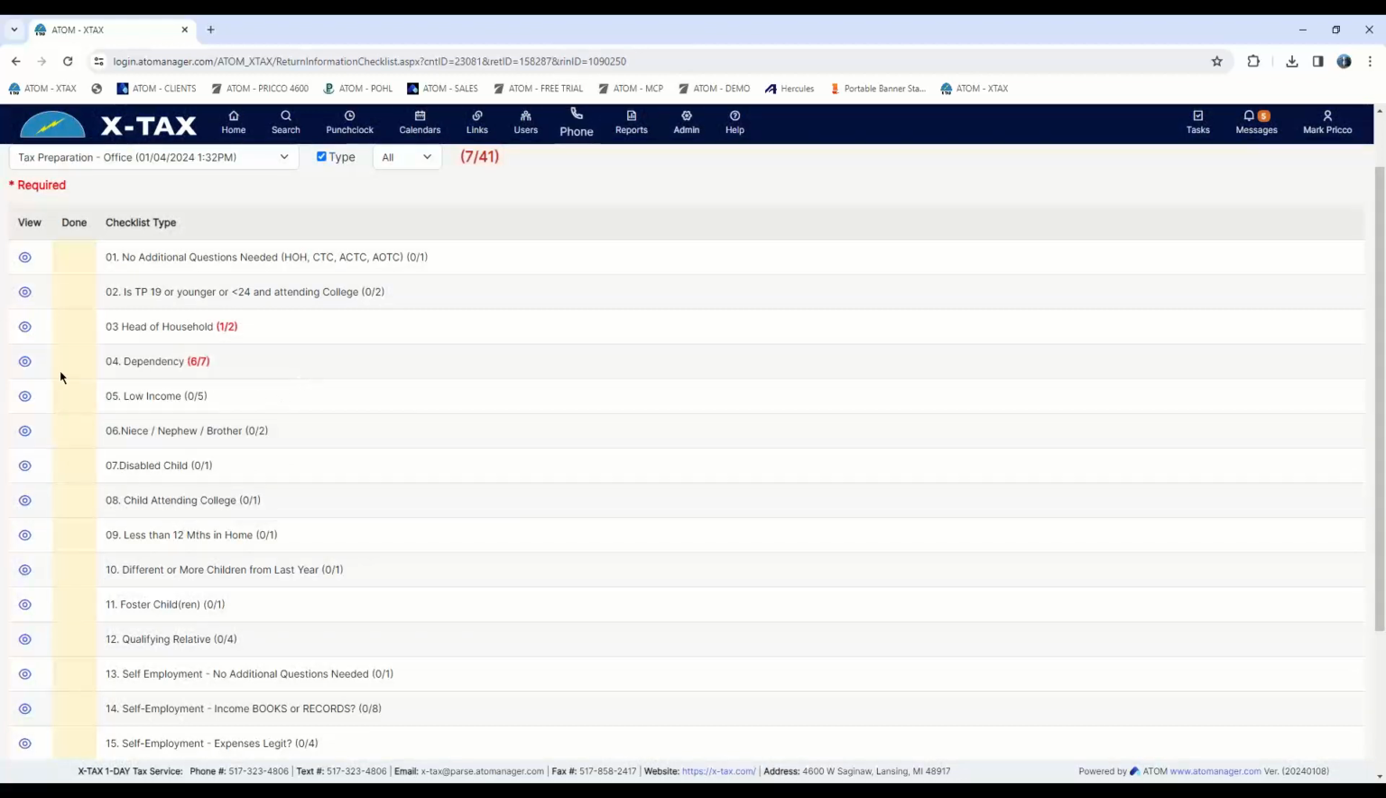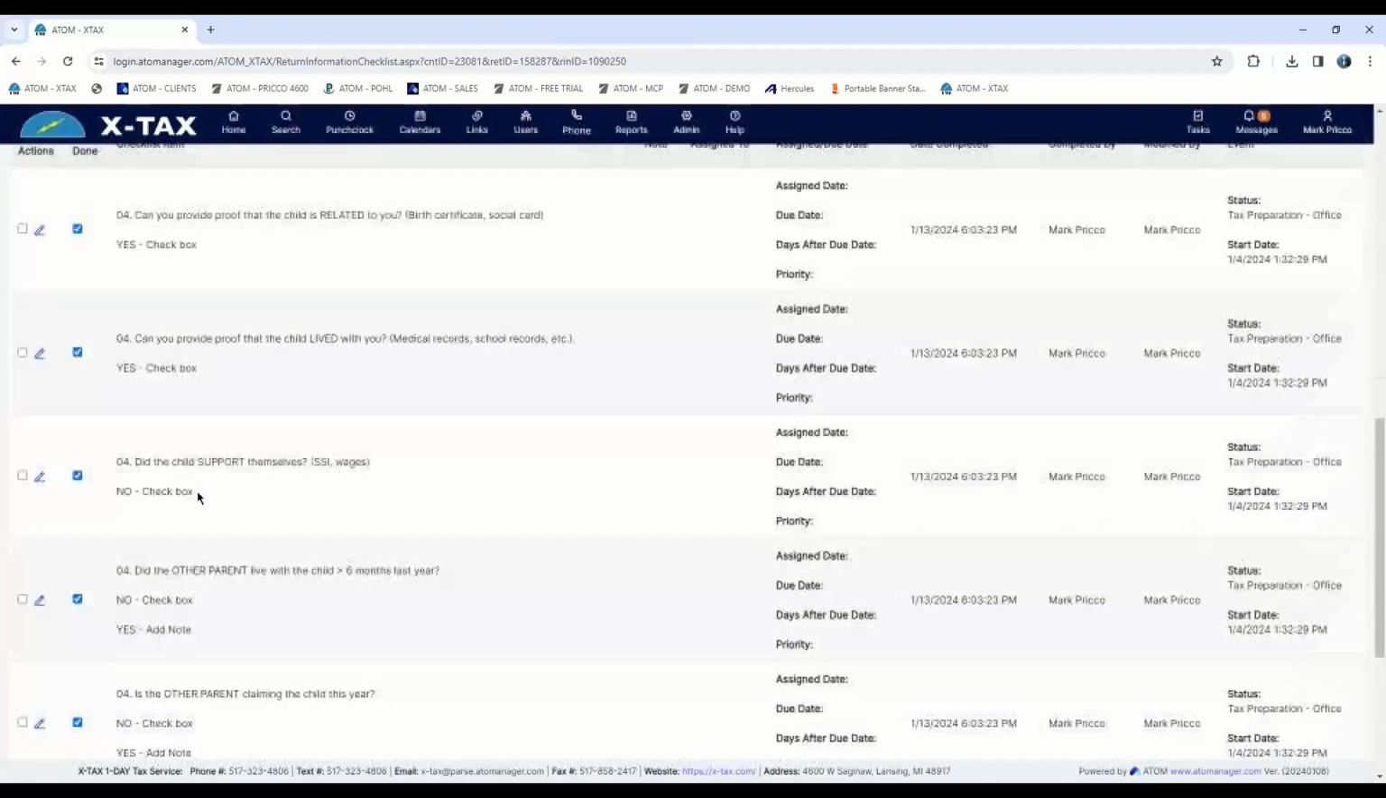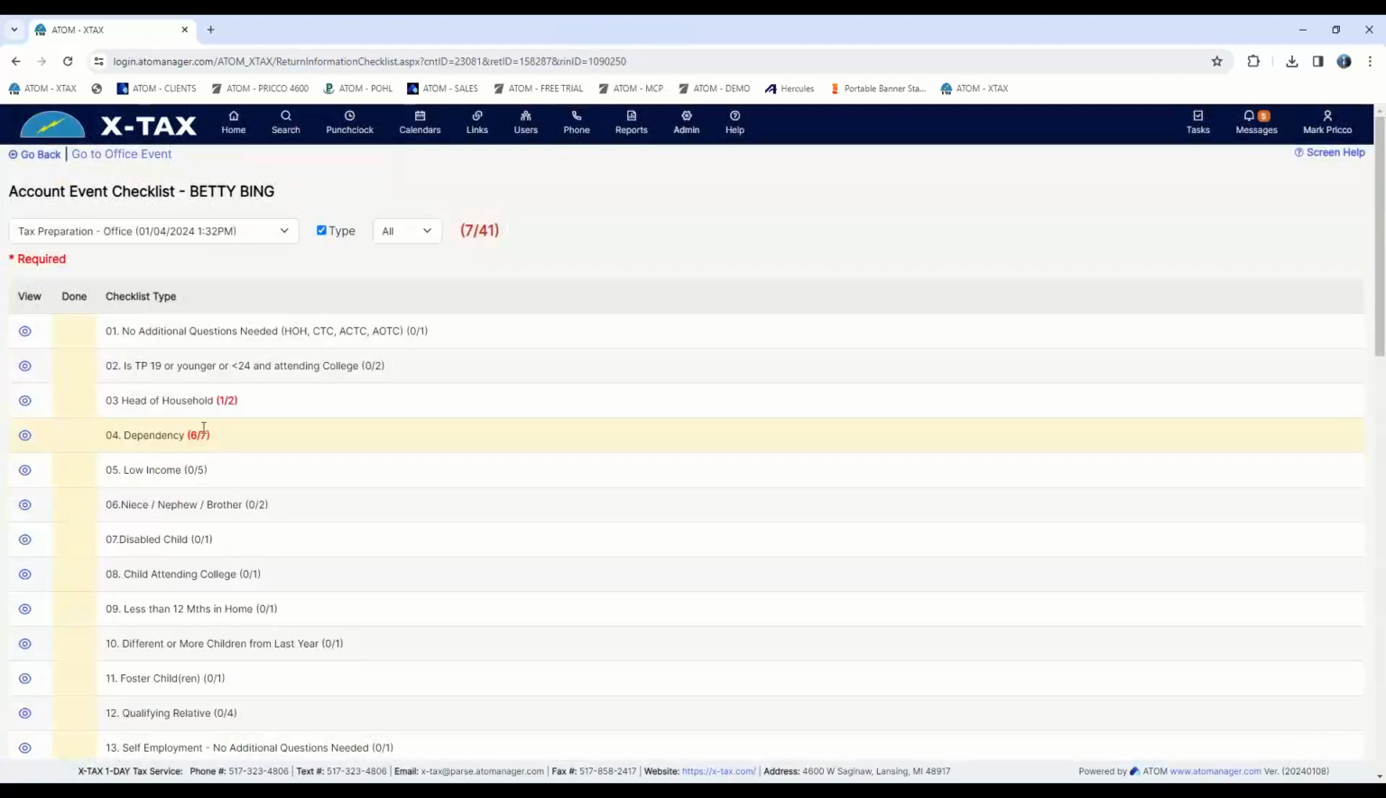If I see dependency, if I click on the eyeball here, the view icon, I can see which ones they checked off. Same with head of household. So you want to have a pretty good idea what due diligence questions need to be asked and documented before you can review them and say that they didn't do what they're supposed to be doing.